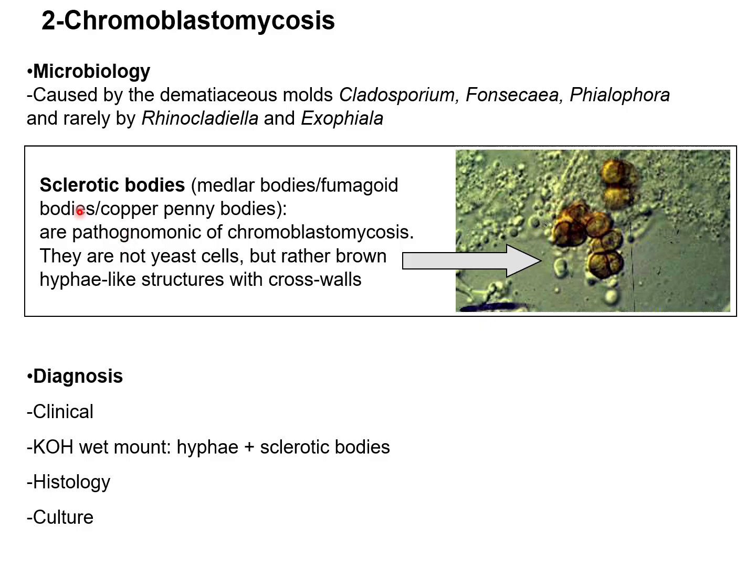The sclerotic bodies, watch out, I'm saying sclerotic, I'm not saying scutula, which you saw earlier, or sclerotia, which we'll see later in the lecture. So the sclerotic bodies are also called copper penny bodies. If you take a look at them here, they do look like copper pennies. These are not yeast cells, as you might expect. These are molds. So the species that cause chromoblastomycosis are molds. And so these are actually hyphae-like elements with cross walls. So these are cross walls. They are not yeast, and they are a defining characteristic of chromoblastomycosis.